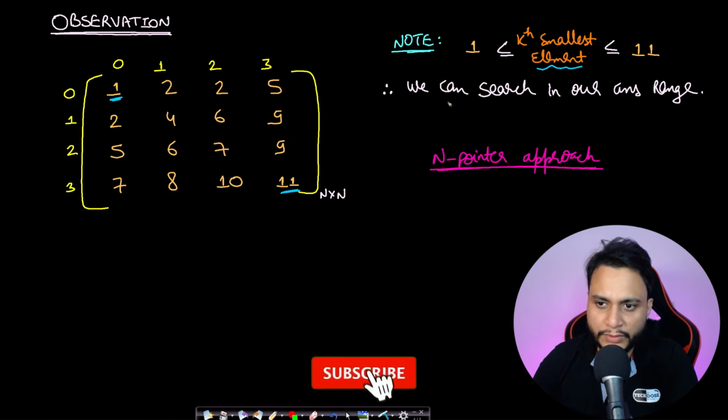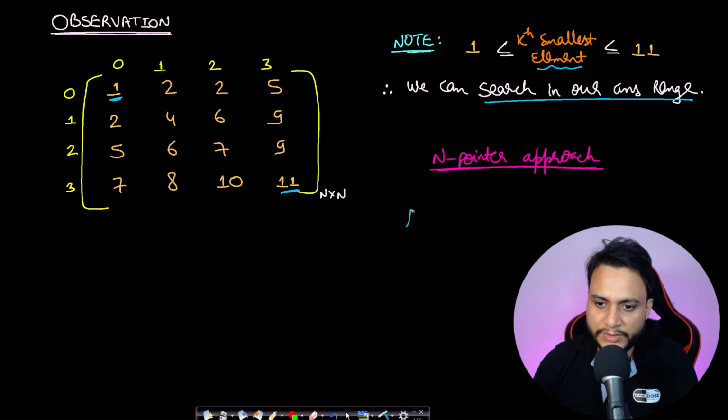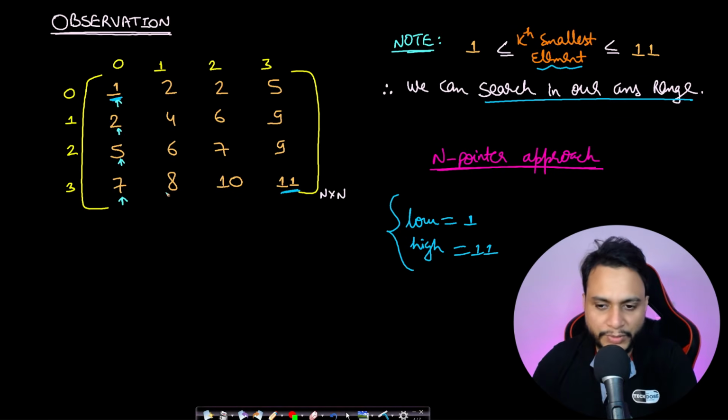Therefore, what we can do is search in our answer range. Okay, we know the range of the answer. The lowest possible answer is 1 and the highest possible answer is 11. If we want to search in this answer range, then one approach we can take is to take n pointers, and simply apply each pointer to the first element, just like we did in the heap previously. It is a similar approach, but this is kind of a simpler one.